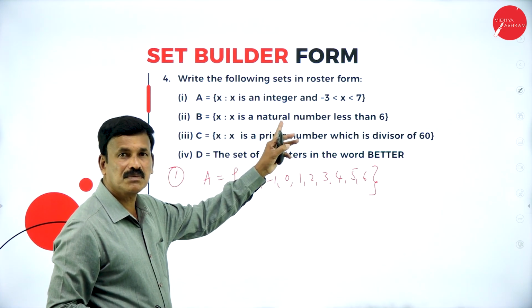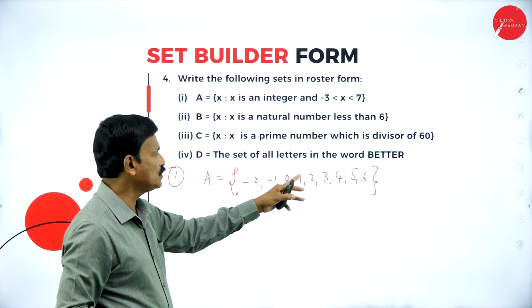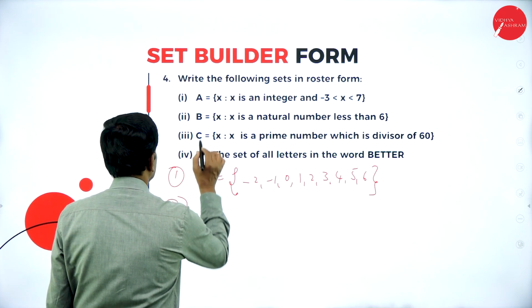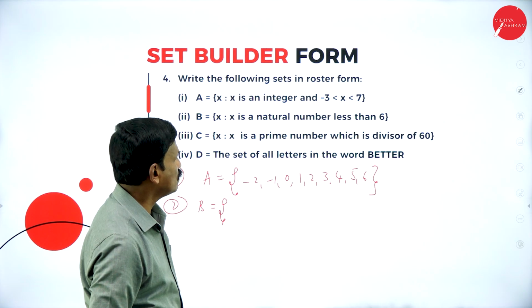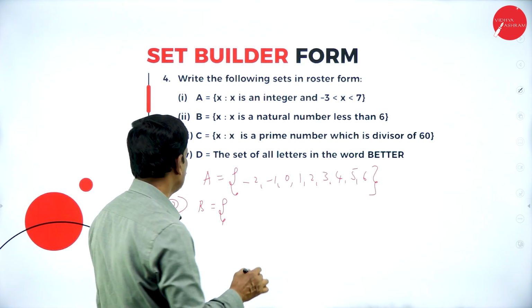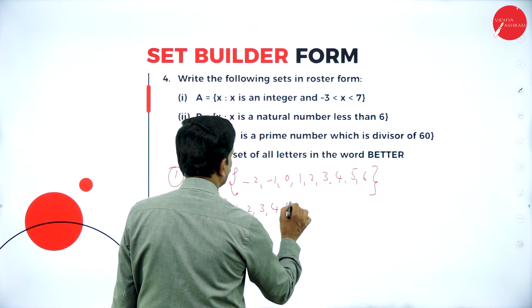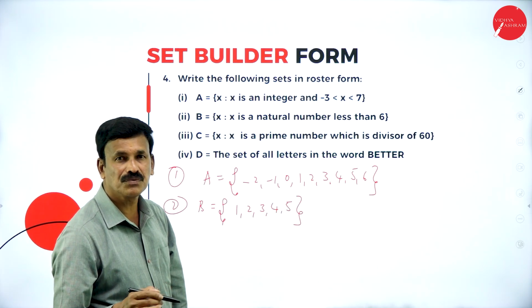The values which lie between minus 3 and plus 7 are minus 2, minus 1, 0, 1, 2, 3, 4, 5 and 6. Now what is the second one? Here B is the set of x such that x is a natural number less than 6. A natural number less than 6 means 1, 2, 3, 4, 5. That's it.